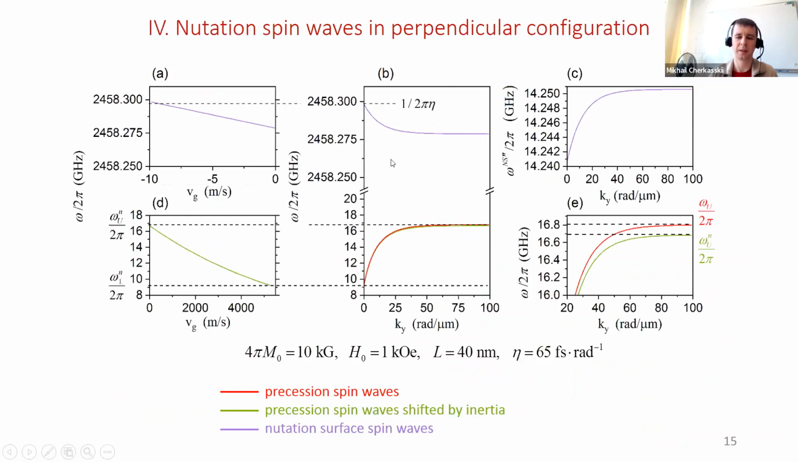And here we can see the dispersion relation for the precession spin waves in the gigahertz range, and the nutation spin waves dispersion in the terahertz range, which is plotted by a purple curve. One can see that these waves are both surface and backward, with a group velocity which is way less than the group velocity of the ordinary precession spin waves.